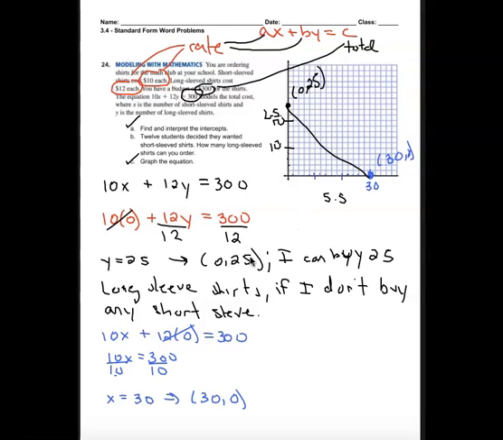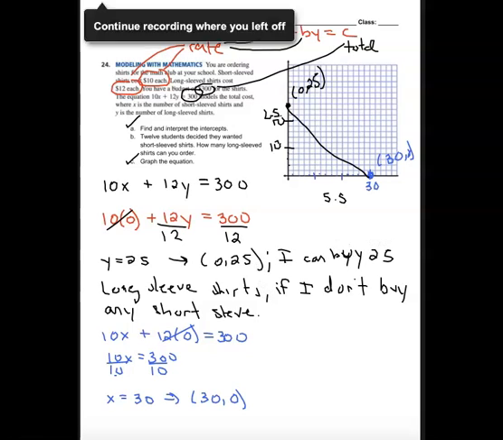And the interpretation here is the same thing. If you buy 30 short sleeve shirts, I can buy 30 short sleeve shirts if I don't buy any long sleeve shirts. Just the opposite there. Okay, so one last one.